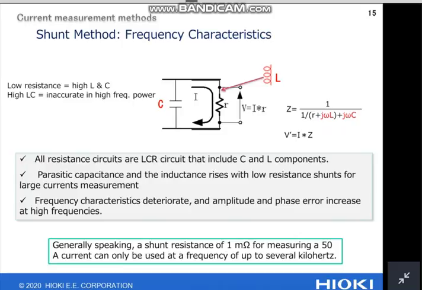As smaller resistances are used in shunt resistors to try to measure large currents, the L and C components make their effects felt. In these cases, the frequency characteristics deteriorate for both amplitude and phase, making it impossible to accurately measure high frequencies. Based on these facts, we can say that the shunt method is better suited to measuring small currents used in the power consumption of, say, household appliances, rather than in power electronics, where the ability to measure large currents at high frequencies is required. So, generally speaking, a shunt resistance of 1 milliohm for measuring 50 amperes current can only be used at a frequency of up to several kilohertz.